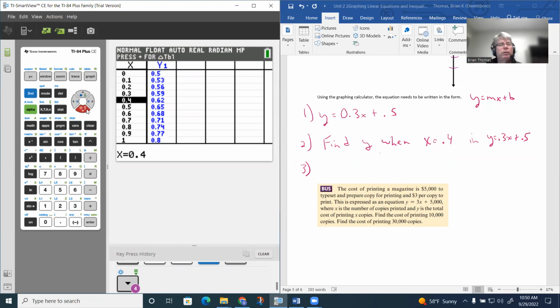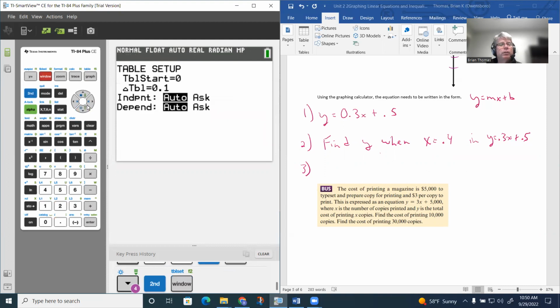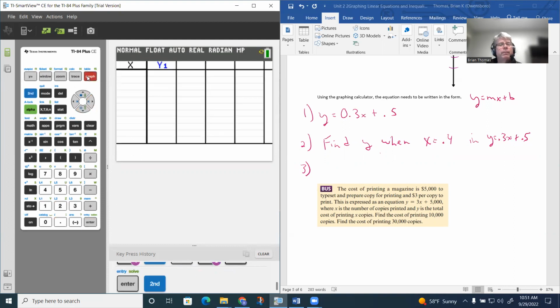So that's 0.62. Another thing you can do also, if you get your table set, you can also change your independent variable, which stands for your X, to ask. So now if I go to the table, it's saying, hey, what do you want for X? Well, if I pick 0.4 for X, hit enter, it'll give me that 0.62.